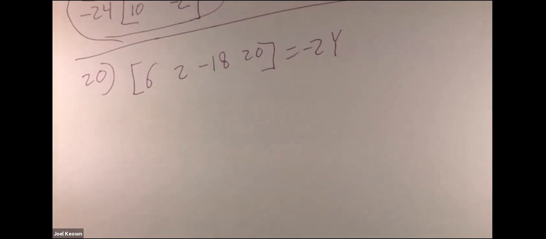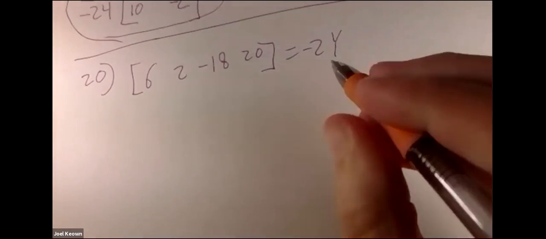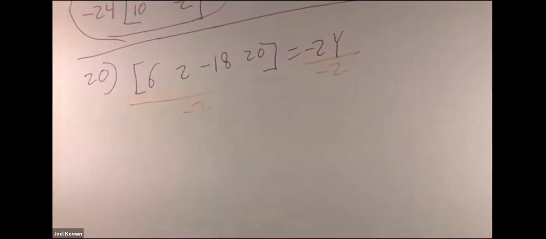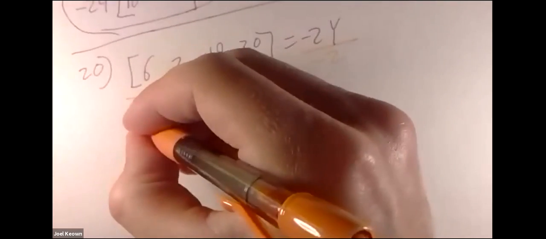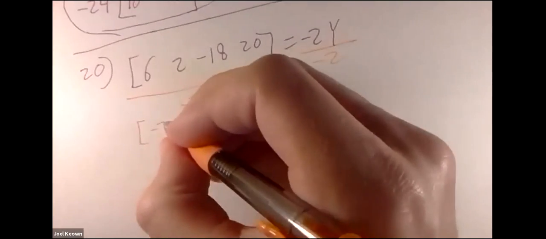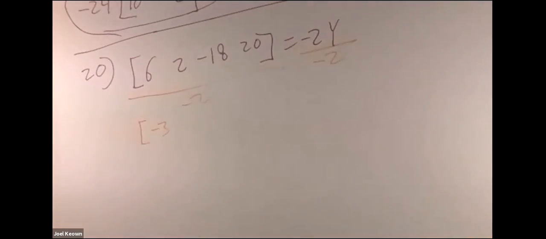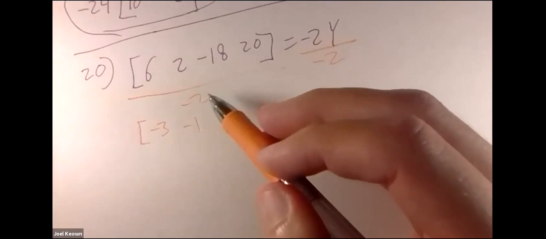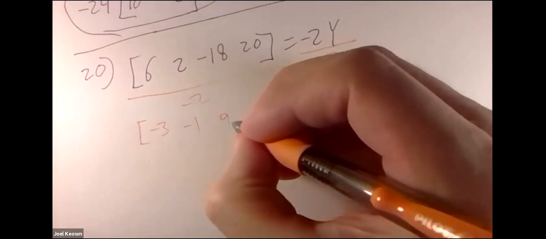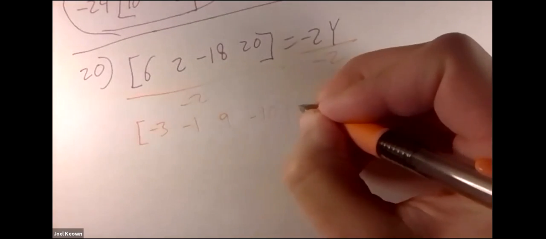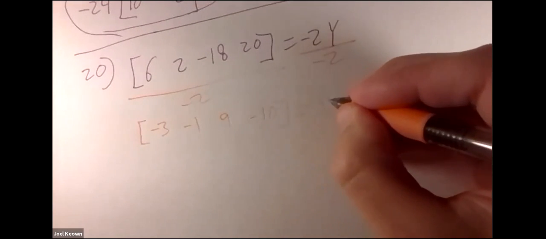Well, this one's actually pretty easy. All I need to do is divide both sides by negative 2. If I divide both sides by negative 2, I get 6 divided by negative 2 is negative 3. Negative 2 divided by negative 2 is negative 1. Negative 18 divided by negative 2 is positive 9. And then that gives me 10. And that has to be y.